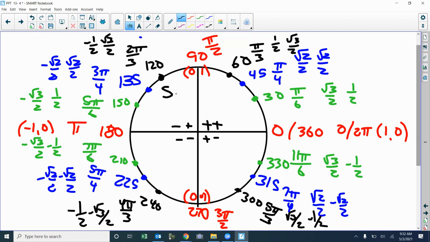Your sine of any of these angles is your y value. Because it's over 1, your cosine of any of these angles is your x value. Your tangent of any of these angles is your y divided by your x. And then you have cosecant and cotangent.